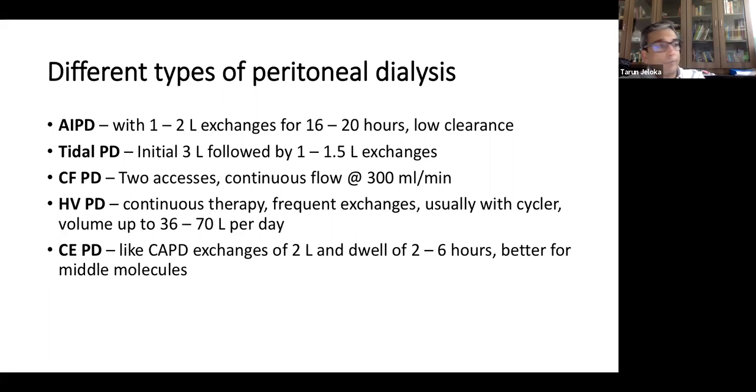For example, for fluid removal and the removal of very small solutes like potassium, etc. So in this continuous equilibrated peritoneal dialysis, you keep the fluid for longer hours, for example, 2 to 6 hours, for better clearance of middle molecules. So these are different types of peritoneal dialysis: acute intermittent, tidal, continuous flow, high volume, and equilibrated peritoneal dialysis. You should remember that. Apart from obviously CAPD and APD.